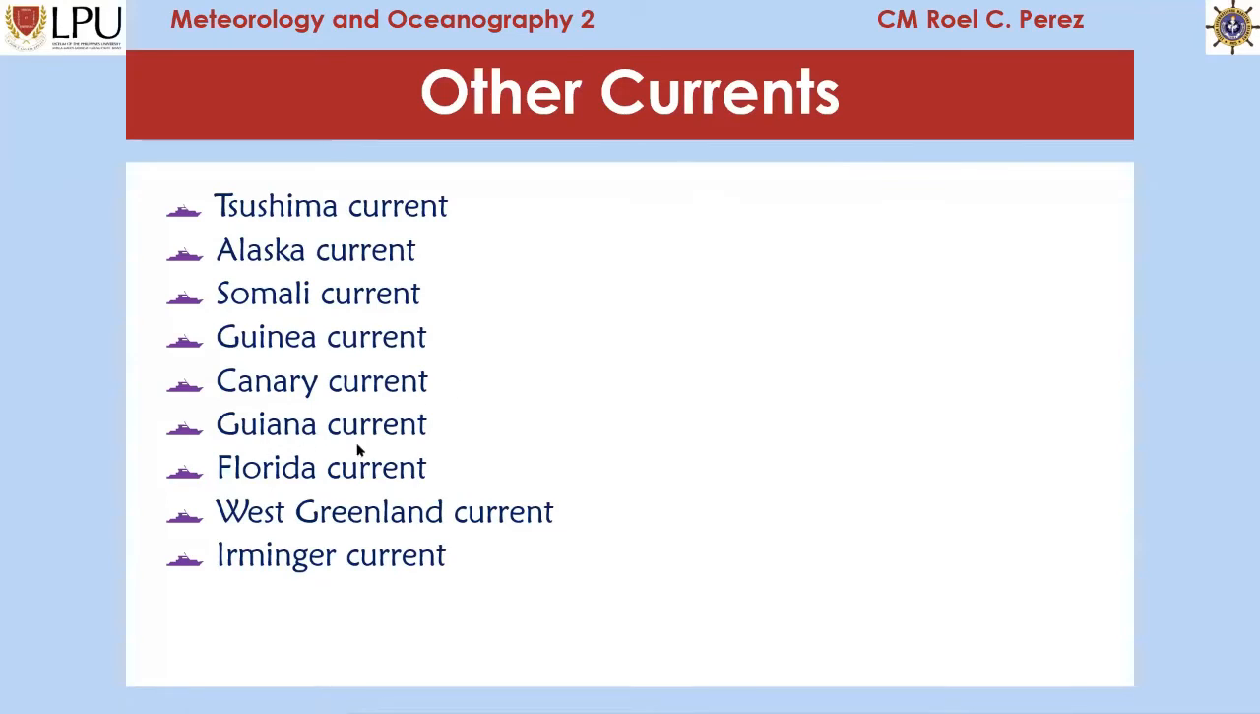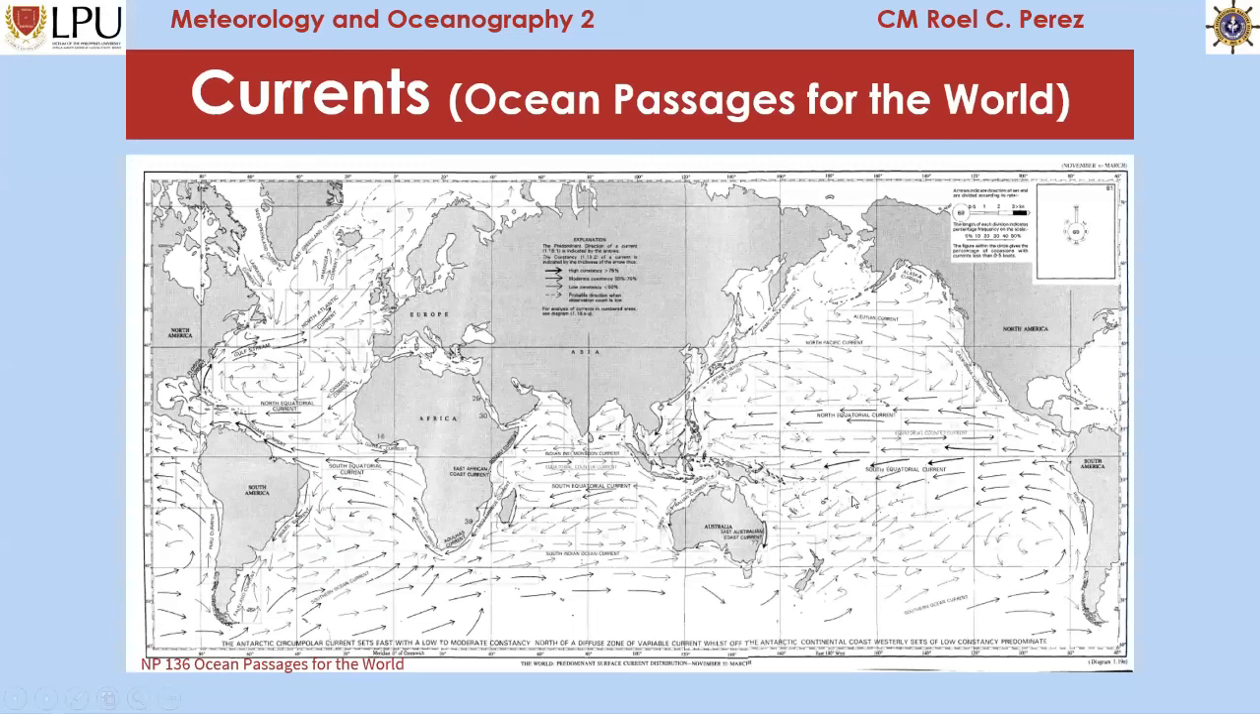And we have the Guyana current, and then the Florida current, and then the West Greenland current and the Irminger current. So later we will check. Okay.